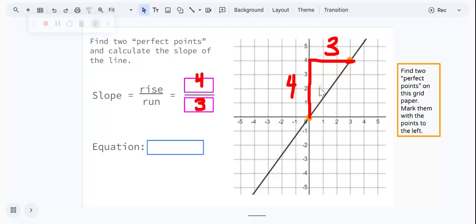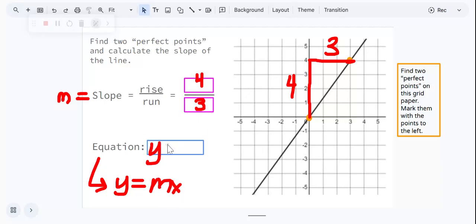Now we have to walk on our grid lines. You can't just go straight from point to point diagonally. You can only walk on your grid lines. If our rise over run, or our slope, is 4 over 3, remember this is also m. Our equation is y equals mx, and what we're replacing is this m with our slope. So our equation for this function is y equals 4 over 3x.